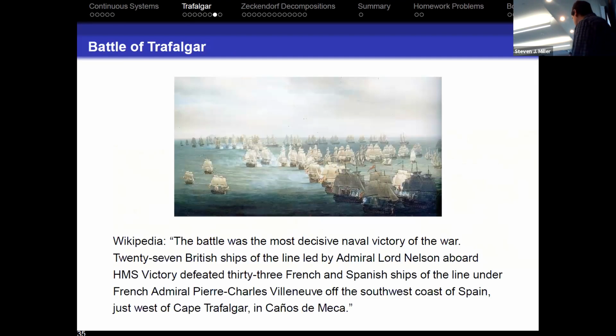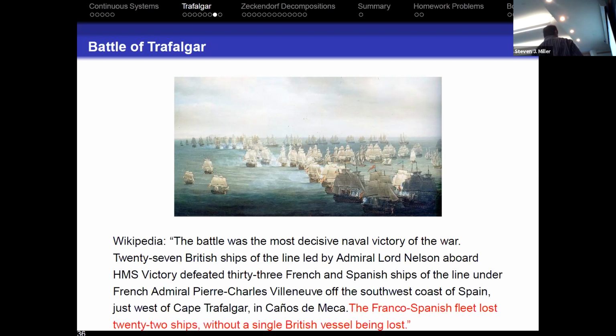This is one of the most decisive naval battles in the history of the world. The actual battle was a little bit different than the preliminary. Not all the ships were able to make it. He had 27 ships versus 33. The French and Spanish fleet lost 22 ships without a single British ship being lost.